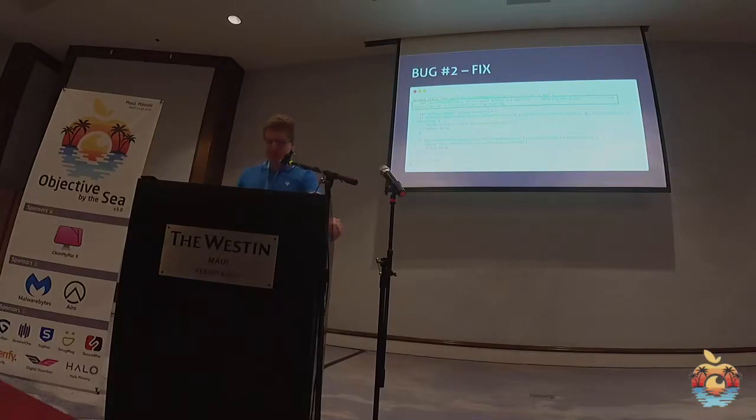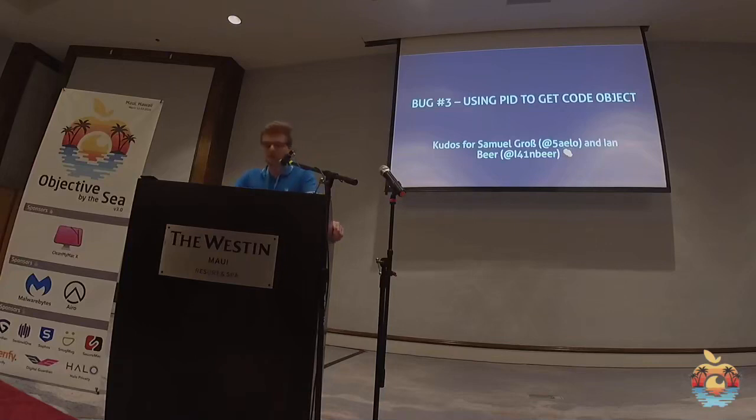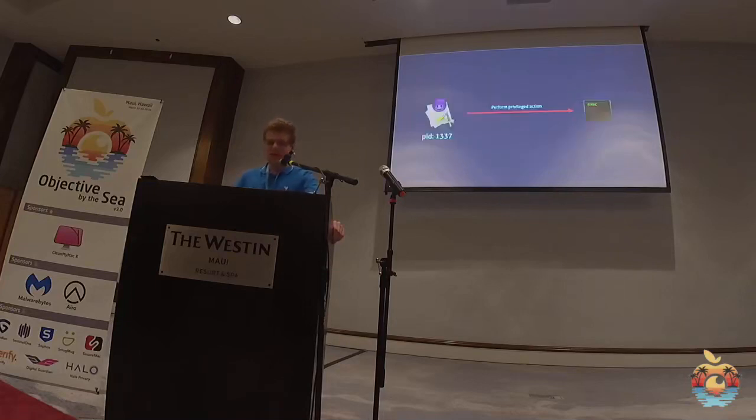All right. The third category of bugs is using process identifier to get the code objects. And here I wanted to thank Samuel Gross, who is not present, as you can see now, and Ian Beer for sharing their research on it, showing that process identifiers are not really reliable to create the code objects. But to easily imagine that situation, let's see this example.